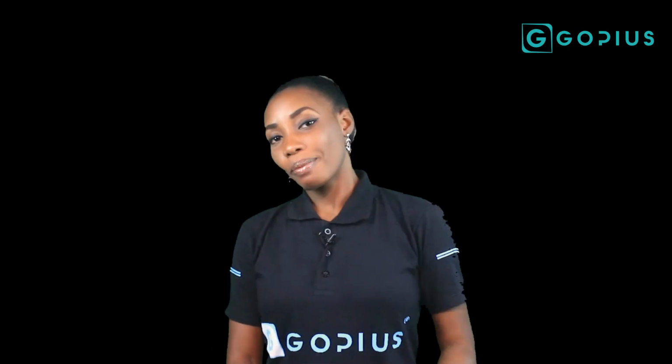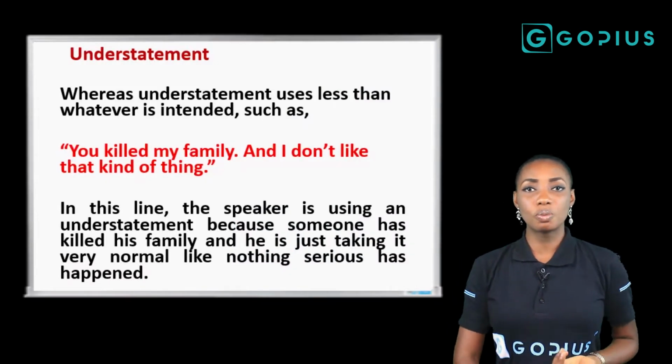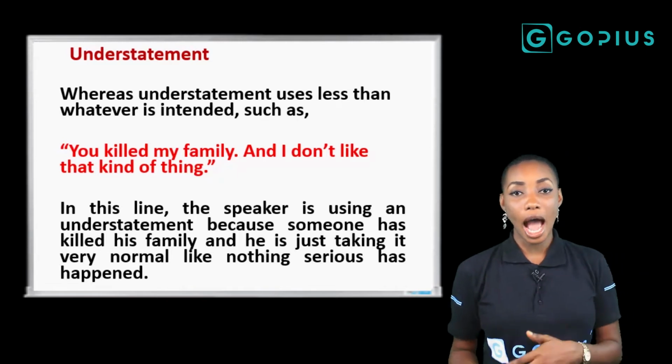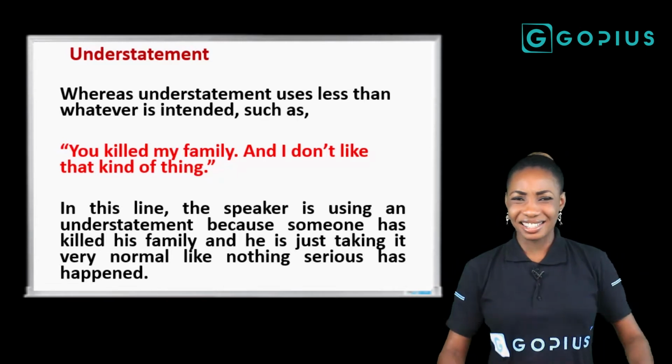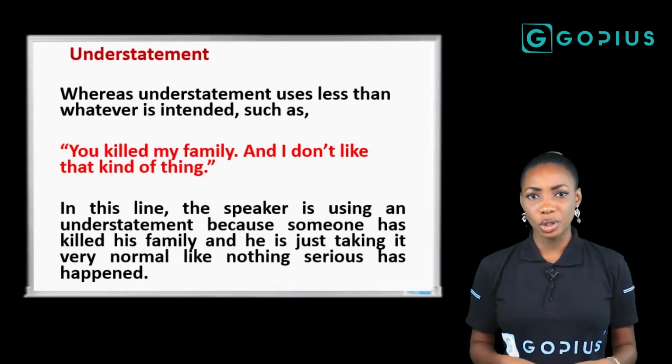So you can probably try your own examples, but it doesn't have to be based on love all the time. Just try your own examples and try to make some exaggerations for you to understand it better. So we're moving on to another type of figure of speech, and that is understatements. This is kind of like the opposite of hyperbole. The understatement uses less of whatever is intended. You're expecting something, but you're getting something less.